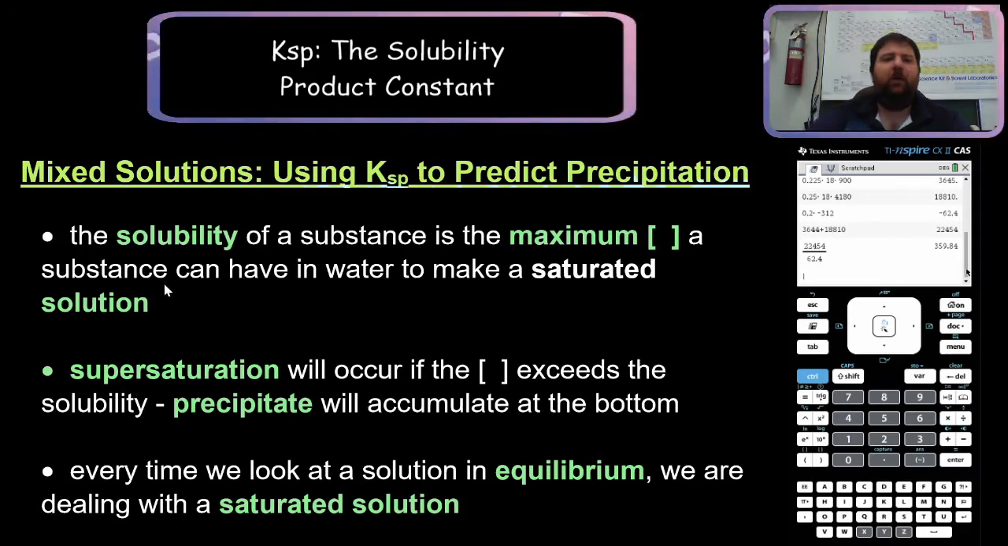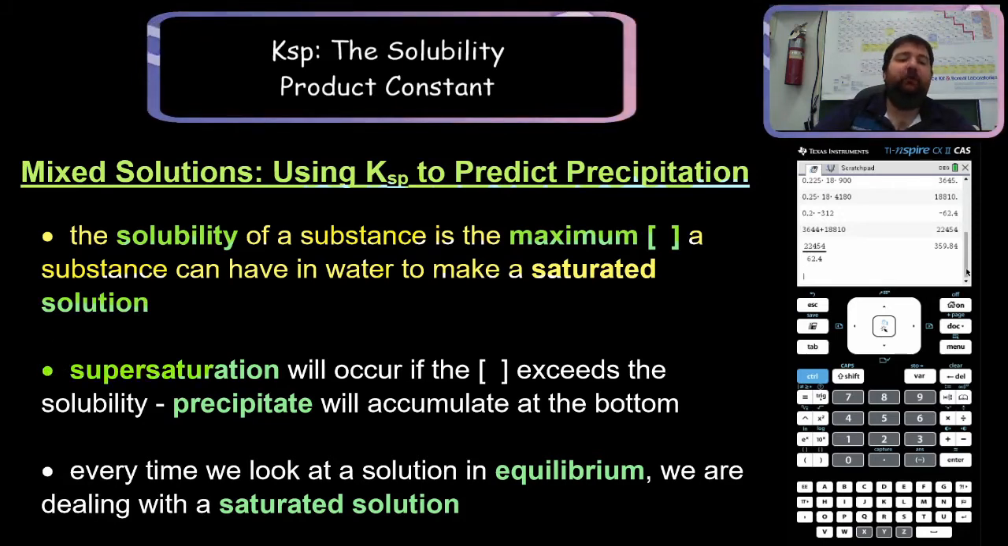So we already know that when we are talking about the solubility of a substance, what we're referring to is the maximum concentration of that substance, for example salt, so the highest concentration of salt in water possible in order to make a saturated solution. So when we're talking about solubility of salt, we're talking about its saturation point.